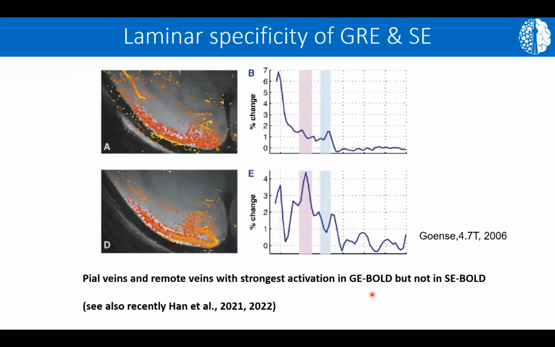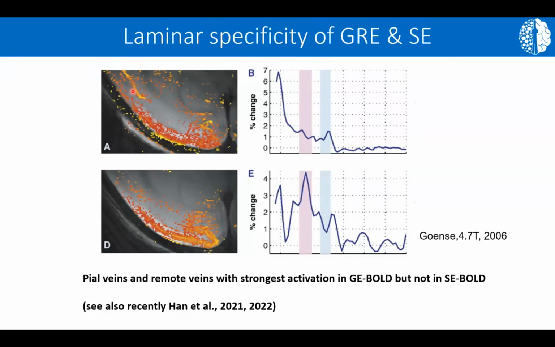The final study I want to show is from Josine, who is in the audience. This picture was already shown. On top is gradient echo, on the bottom is spin echo. In gradient echo, you see nice activation in the cortex. In spin echo, even better. And you see the highest activation on the surface of the cortex. So this is, again, the effect which I was just describing. But I want to also point out something else.